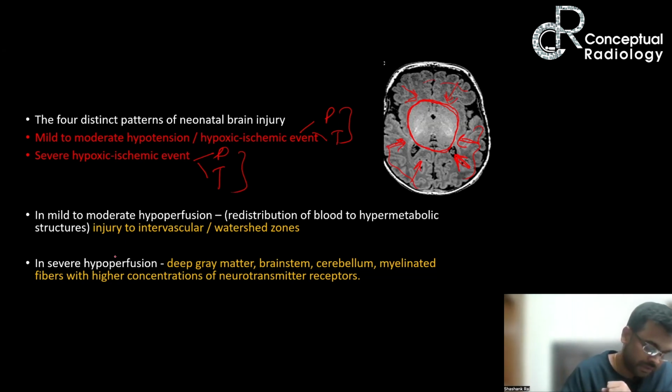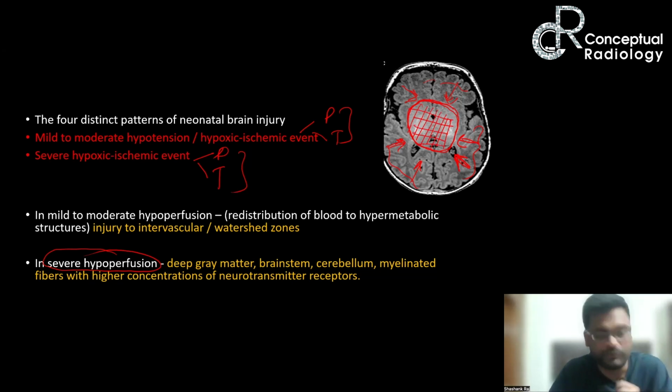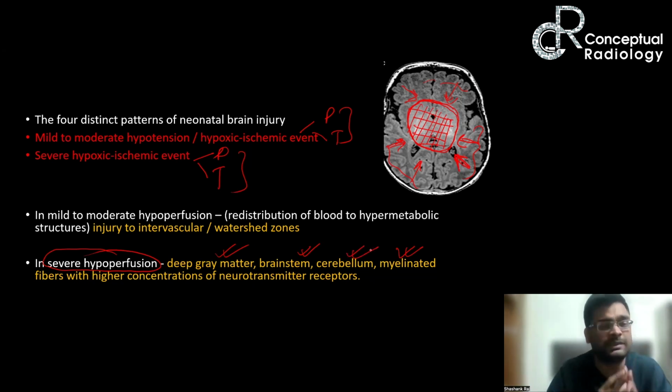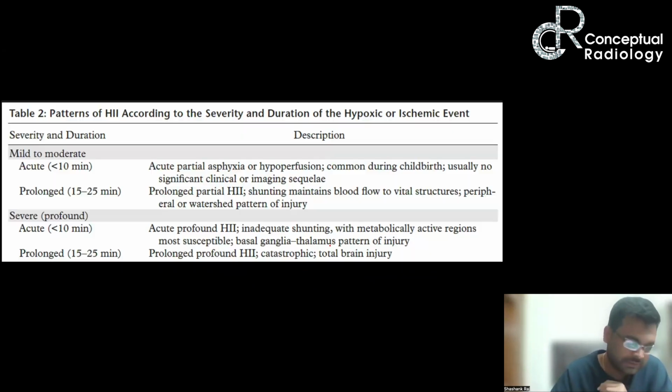When there is severe hypoperfusion, these centrally located gray matter hypermetabolic structures will get damaged. So the deep gray matter including basal ganglia, thalami, brainstem, myelinated fibers like the perirolandic cortex, and cerebellum. These are the structures that will get damaged when there is severe hypoperfusion. This is a very important concept that you have to remember because all the imaging patterns will depend on this only. Now, how to remember this, we'll discuss later.